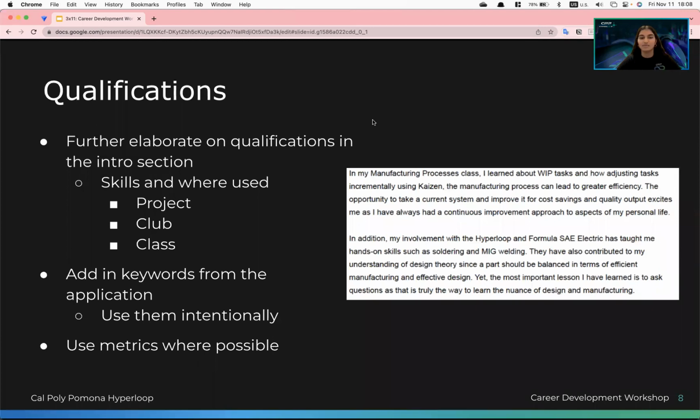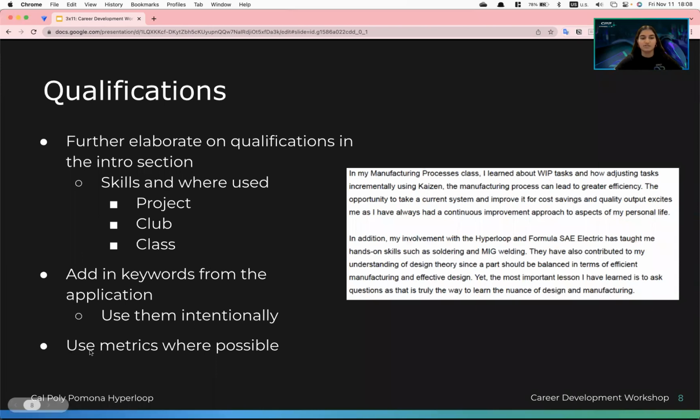And then you're going to add in keywords from the application. So this was for a manufacturing intern position, and one of the keywords they had was optimizing systems. What I used in this example was continuous improvement, quality output, cost savings. WIP means work in progress tasks. Essentially, you want to minimize those so you don't have parts laying around on an assembly line. Kaizen is lean manufacturing, but it's a Japanese application of it, and it had spread around.